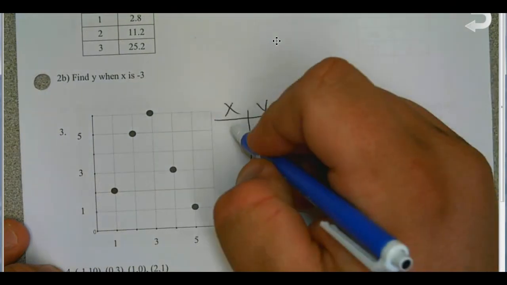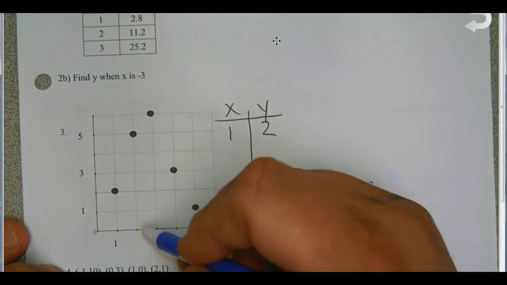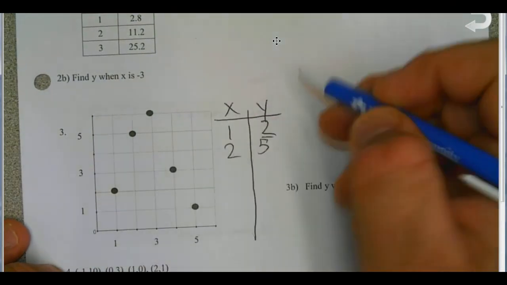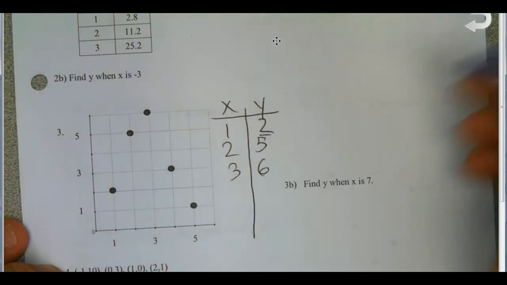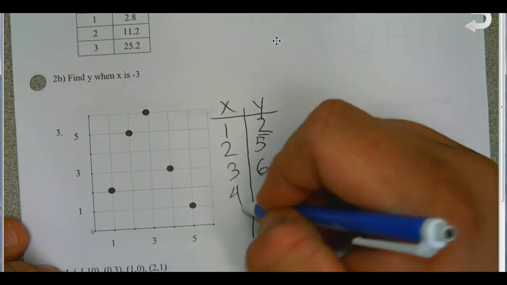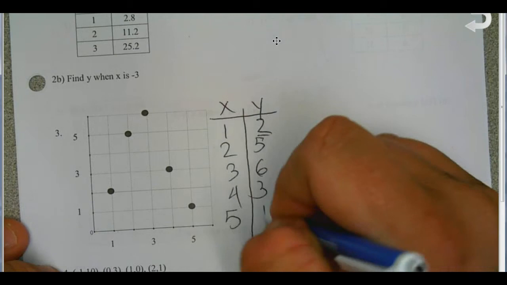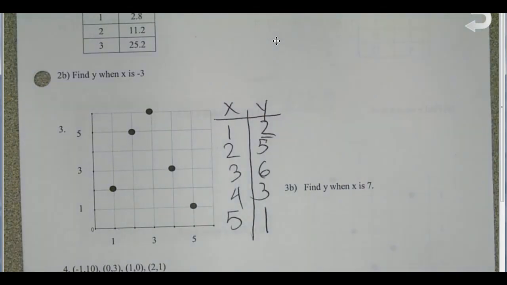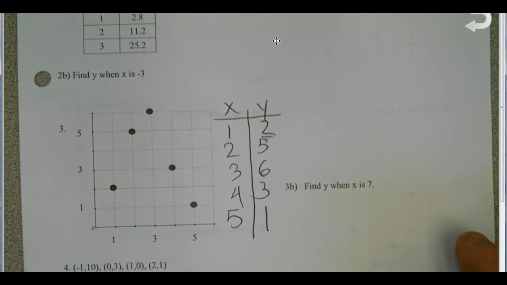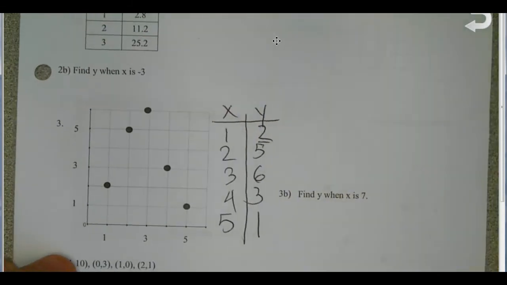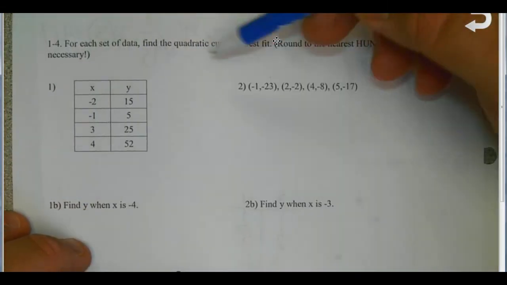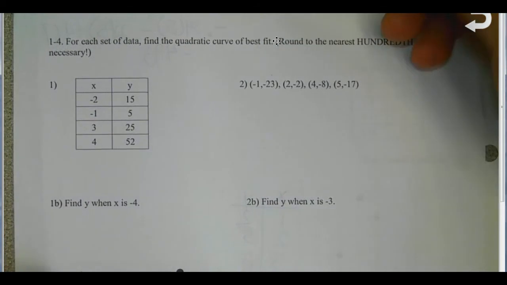So 1, 2, 2, 5, 3, 6, 4, 3, and 5, 1. So, like I said, sometimes you're going to have to create your own table and do the stat edit, stat calc, and so forth. So we're going to do 1 through 5 here, and then I give you a couple others to practice on quadratic curve of best fit.